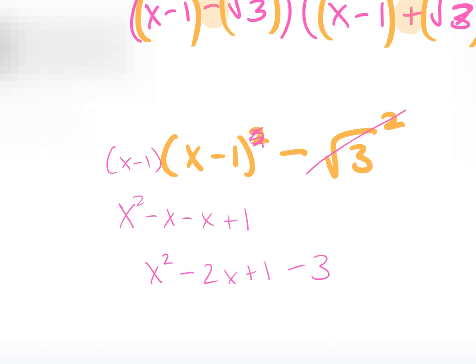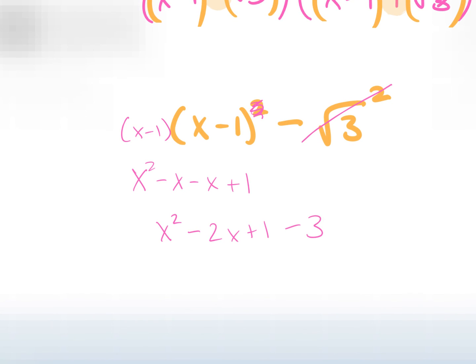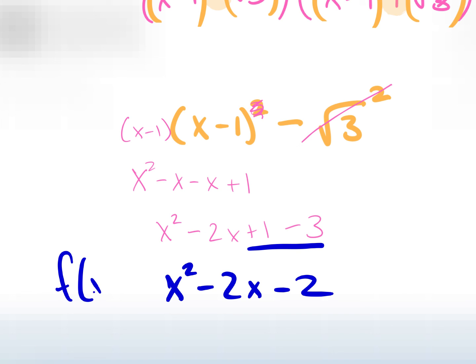What should I do next? Combine like terms. So this would be x squared minus 2x, and then 1 minus 3 would be negative 2. And that would be my function.